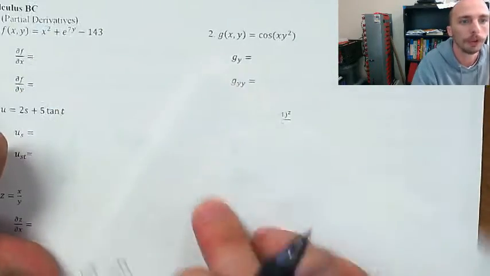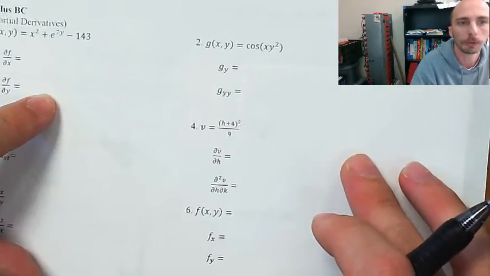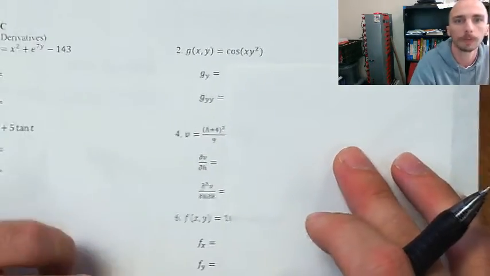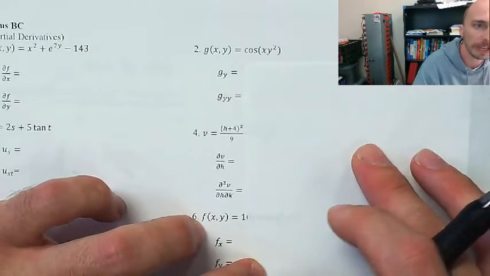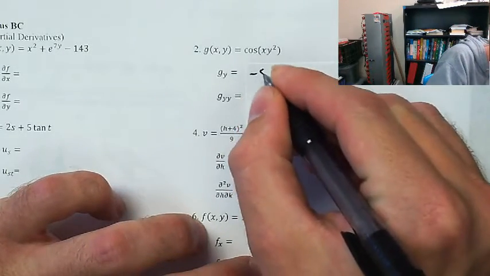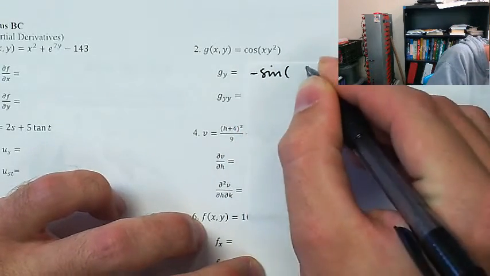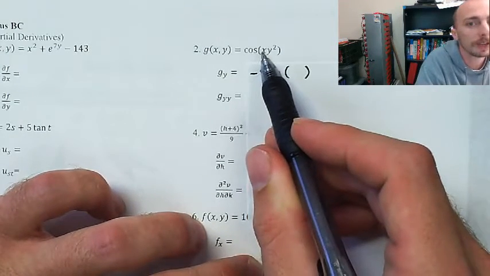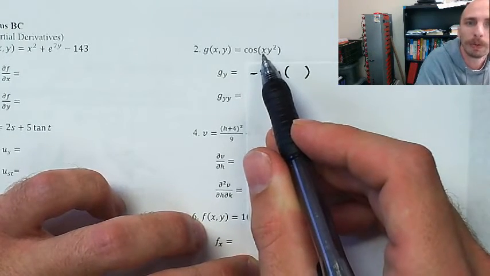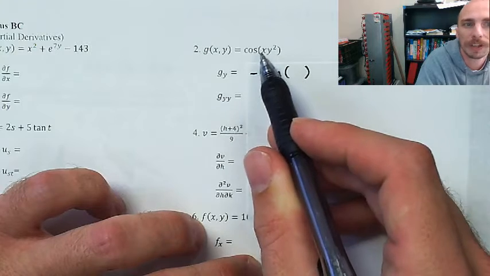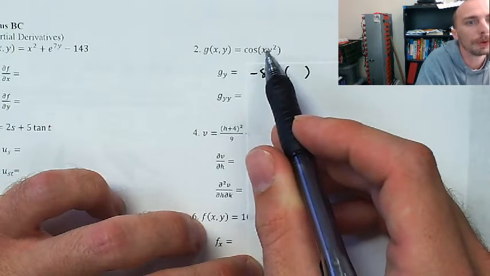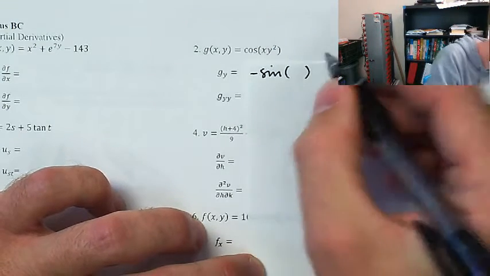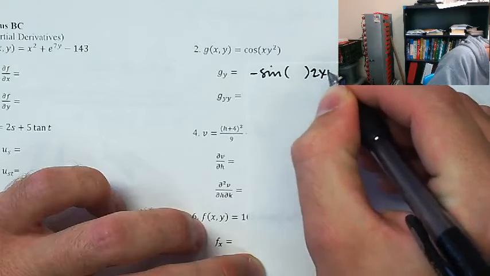Number 2, gy, that's the partial derivative of g with respect to y. We're going to need to observe the chain rule here. We take the derivative of the outside, leave the inside the same, and then take the derivative of the inside with respect to y. In this case, x is like 5. The derivative of xy squared with respect to y would be 2xy, and we multiply that on the outside.